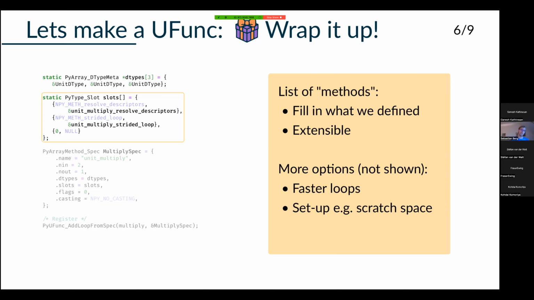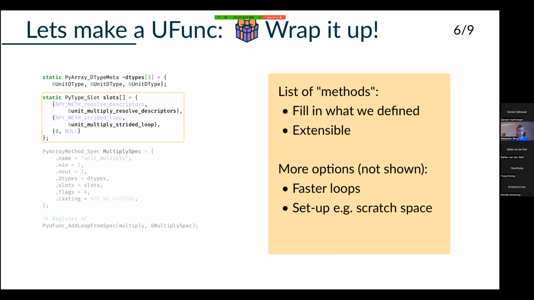And as you can see, the slots are extensible. So we can just add new slots and deprecate old ones if we don't like them anymore. So we can move forward and improve the array methods over time. And most importantly, maybe also, we can actually implement more strided loops. So there are ways to create faster loops or even specialized loops based on the task at hand. And that part can also do things like set up the scratch space with this aux data that I briefly mentioned.